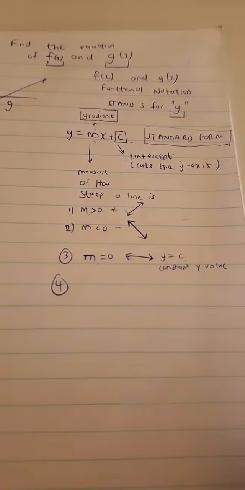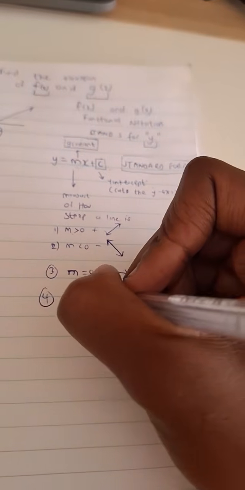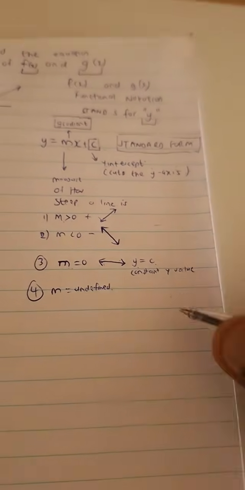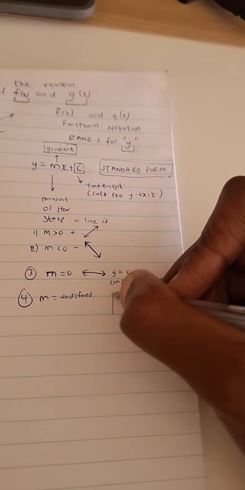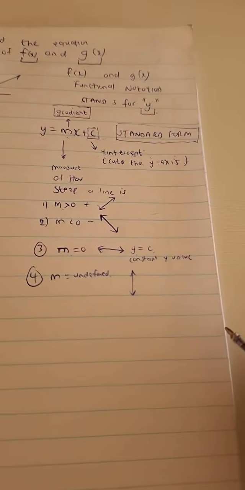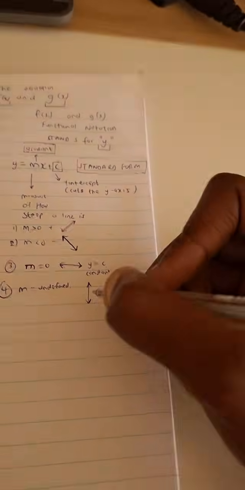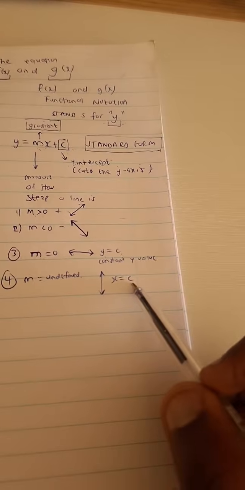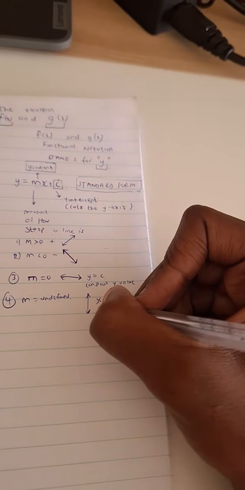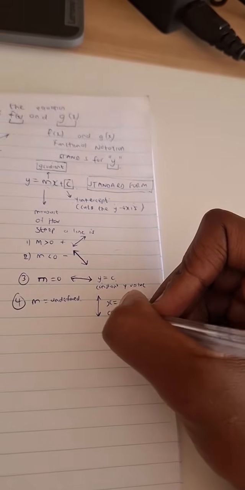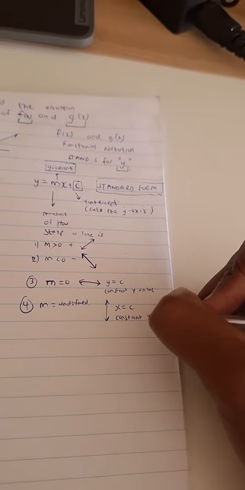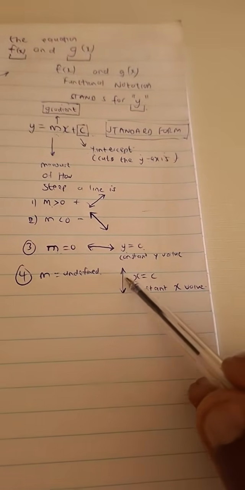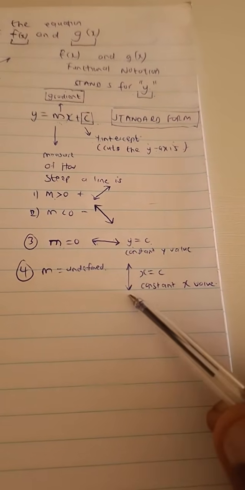Then lastly, number 4, our gradient can be undefined. When we say the gradient is undefined, guys, it simply means that our straight line is going to be vertical. And here, the equation will be x is equal to some constant value. In other words, the vertical line has a constant x value. The same value of x will be represented throughout this vertical line.